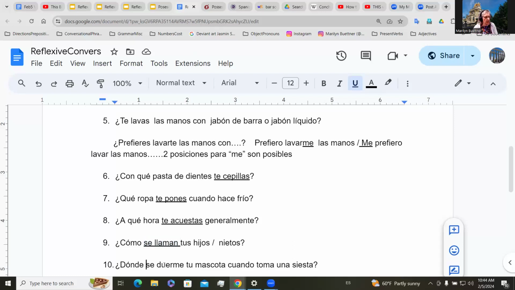¿Y dónde se duerme tu mascota? Where does your pet sleep? Where does your pet fall asleep? Mejor dicho, better said. Where does your pet fall asleep? Cuando toma una siesta, when he takes a nap. Where does your fur baby fall asleep when he takes a nap? What room? What piece of furniture? ¿Dónde? Where? Bien? Okay.